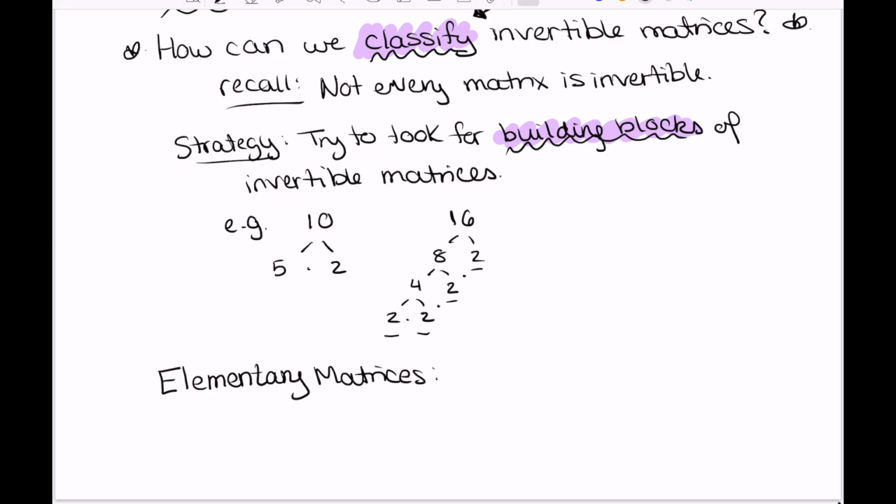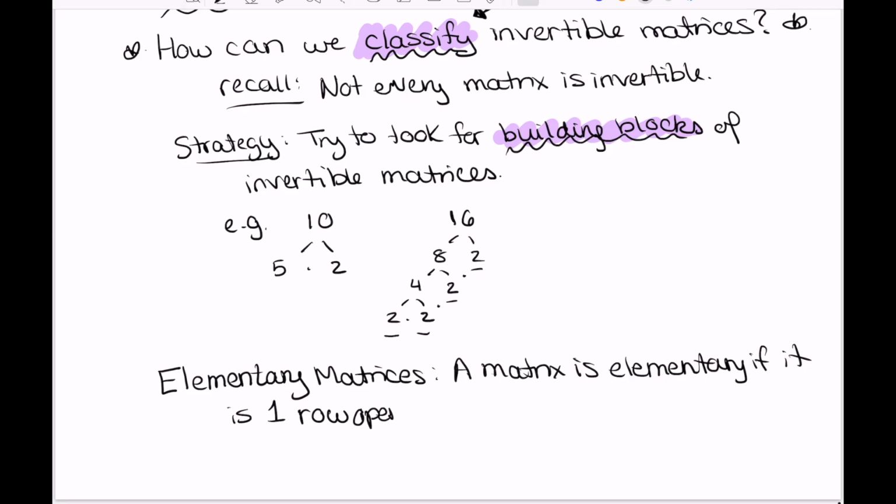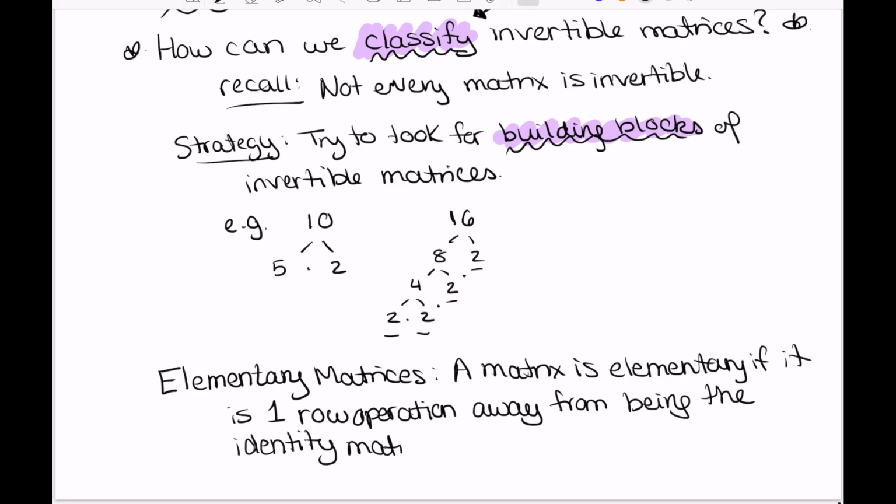An elementary matrix is basically one that can't be broken down any further under multiplication. A matrix is going to be called elementary if it is one row operation away from being the identity matrix. And if we just have the identity matrix as our building block, that's not going to be enough to build all of the invertible matrices. So we need more than just identity matrices. Elementary matrices are going to be just enough.